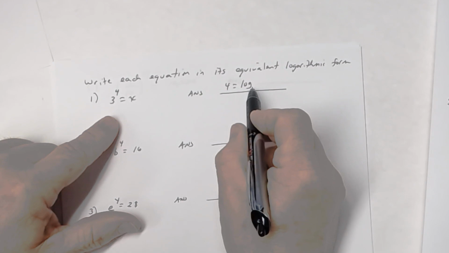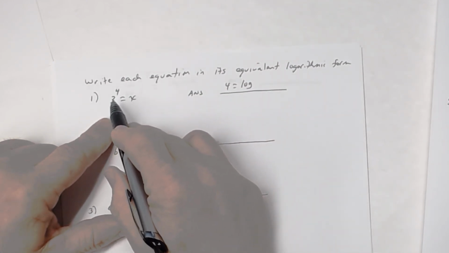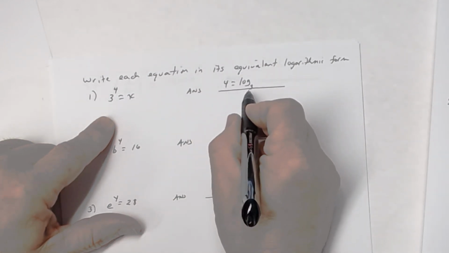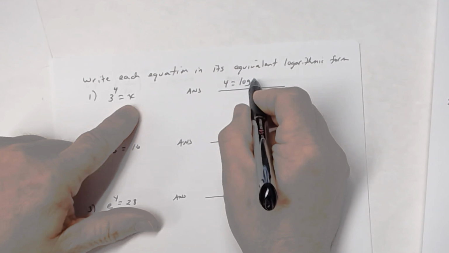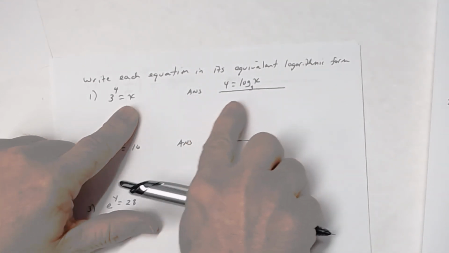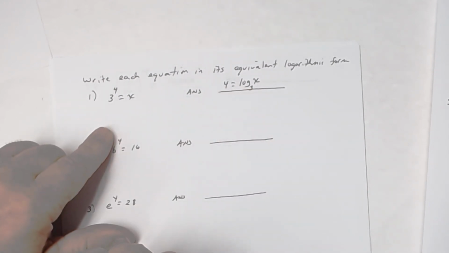And then the base of that log is the base that you see here. So if my exponent was 4, then 3 is your base. Make sure it looks like a subscript, though. See how I wrote it? And then the only thing left is x, and then you put that. And then always check yourself. Go backwards. 3 to the 4th equals x, and that's what you had. It's not difficult, is it?